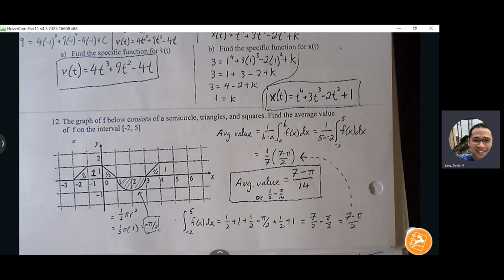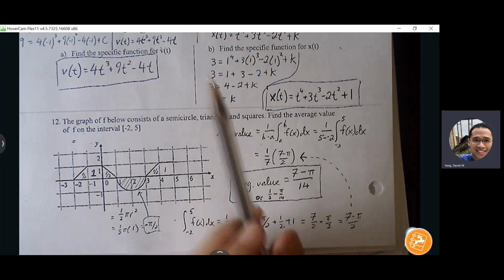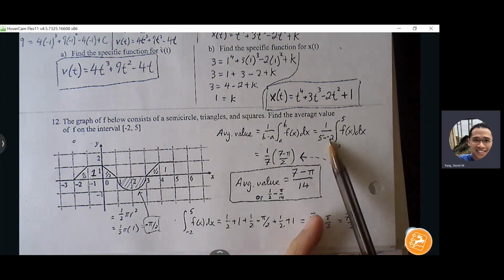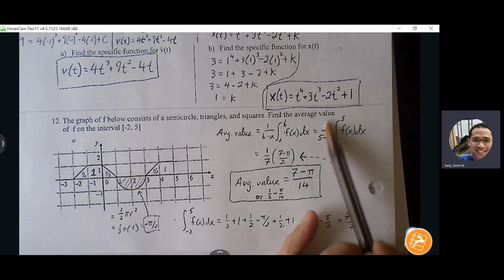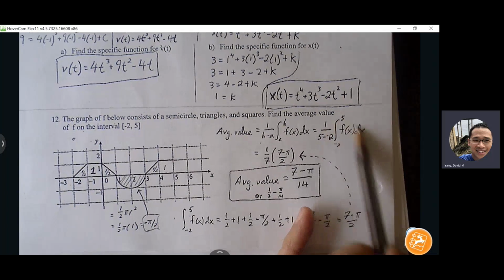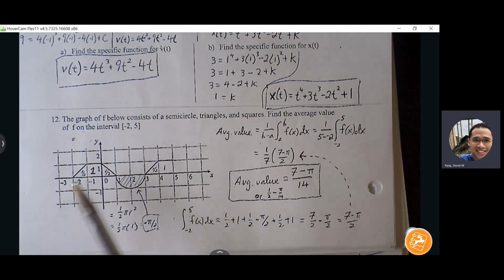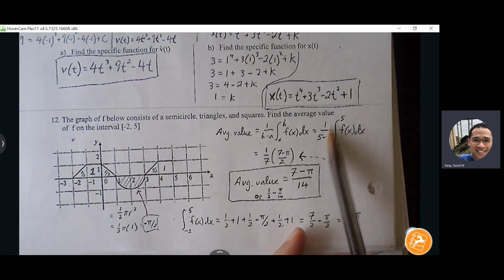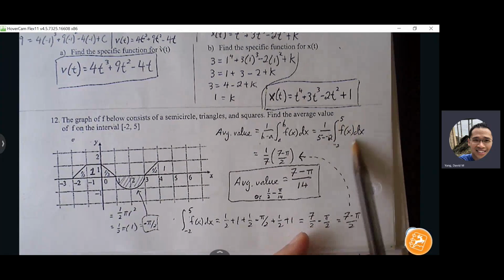So we know the average value theorem: 1 over B minus A, the integral from A to B of f of x. So I can replace my A and B with -2 and 5. That's not an issue. So I get to this point here, right? Yeah. Now I have to figure out how to replace this. Well, I have all these geometric shapes in front of me. I can just add up those areas and replace that notation.